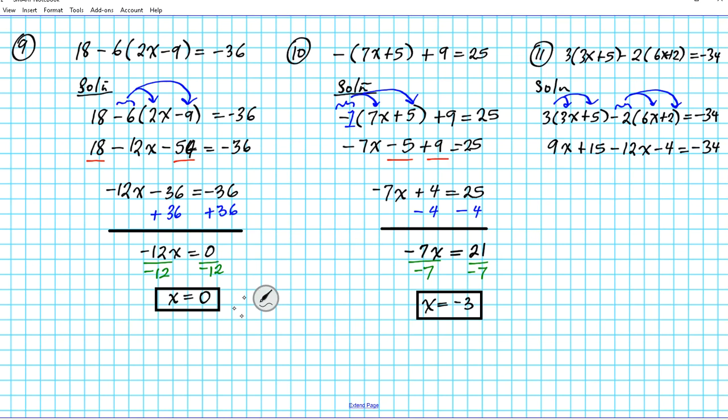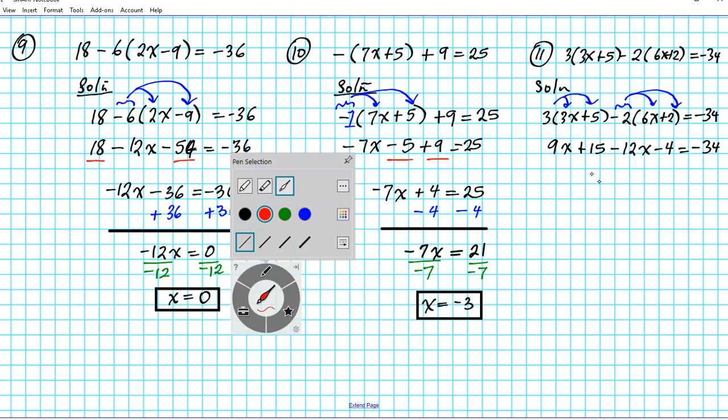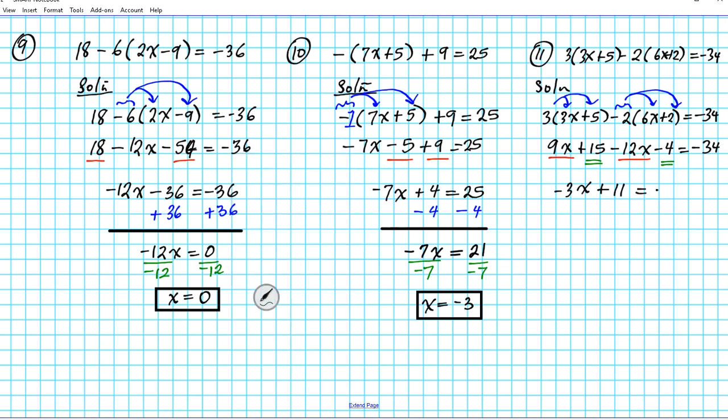Alrighty. Now we're going to proceed to combine like terms. So we can combine the constants and the variable x of first degree. Positive 9x minus 12x will give us negative 3x. Okay, subtract and keep the sign of the bigger. And then we have 15 and negative 4. So positive 15 minus 4 is going to give us positive 11. Okay, we keep the sign of the bigger. That's equal to negative 34.